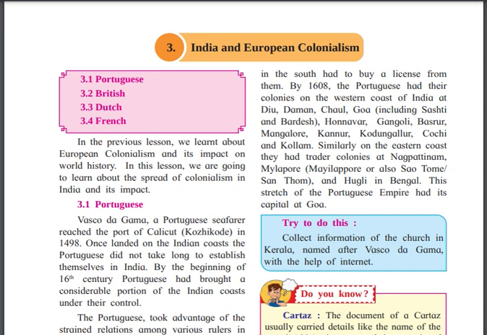As you can see, India and European colonization. Okay, so in the last chapter we learned about how Europeans captured the world, which continents, like Asia, Africa, America, and Australia. Here in this chapter we will see where and how the Europeans captured India. From the Indian perspective, we will see which European colonizers captured or occupied the land of India.